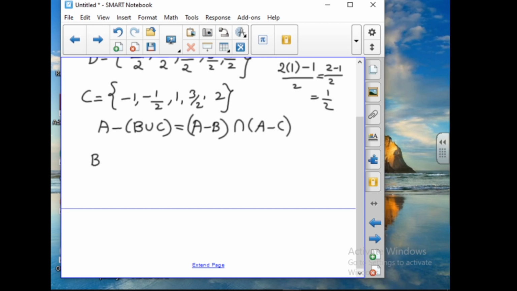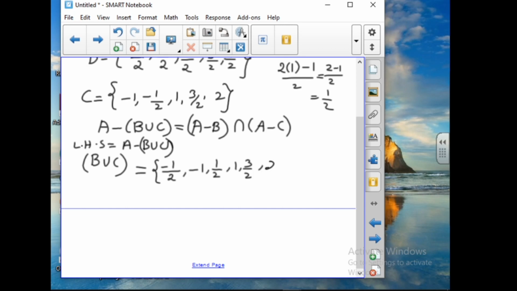First you have to find B union C. That is the LHS, A difference (B union C). So next you have to find B union C. Union means combine together. So what do you get? The numbers are complicated, so you have to write carefully. Minus 1 by 2, minus 1, 1 by 2, 1, 3 by 2, 2, 5 by 2, and 7 by 2.